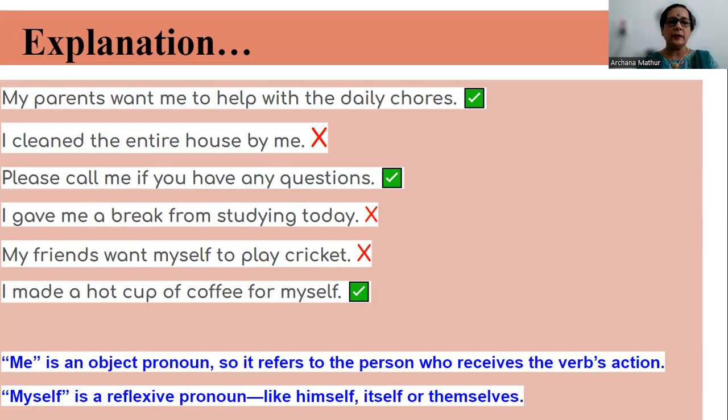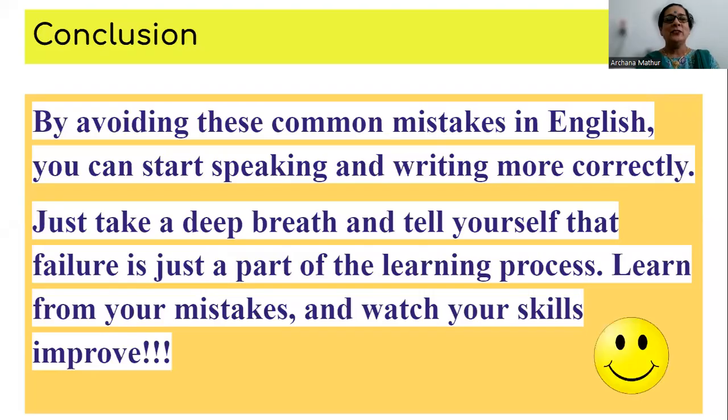It's the correct statement. I gave me a break from studying. No, I gave myself. I am the subject, so myself will be used in this case. My friends want myself to play cricket. No, my friends are the subject and I'm the object, so it will become me over here. My friends want me to play cricket. And then the last one is correct, because I made a hot cup of tea for myself and it was really nice. So by avoiding these common mistakes in English, you can start speaking and writing more correctly.